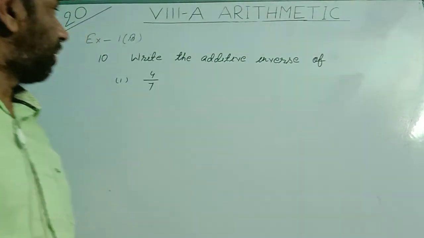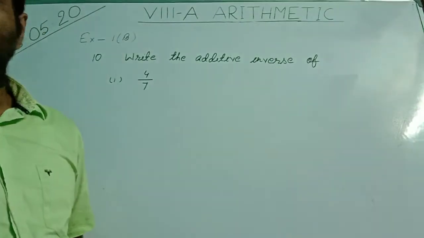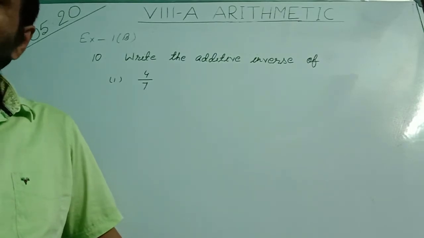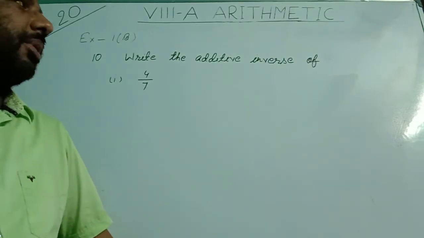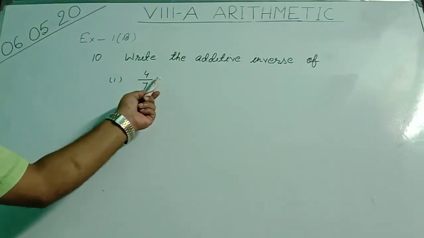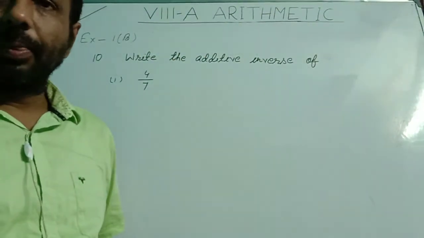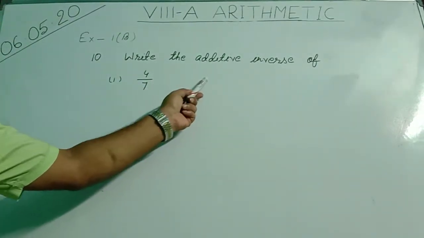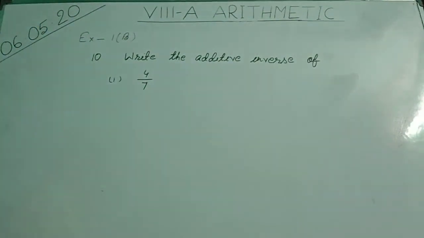Now question number 10. Write the additive inverse of 4 by 7. What is this additive inverse? If we add two fractions and the result is 0, then each fraction is the additive inverse of the other. You can guess what you will add or subtract from here so that the result will be equal to 0. That fraction will be the additive inverse of the given fraction.